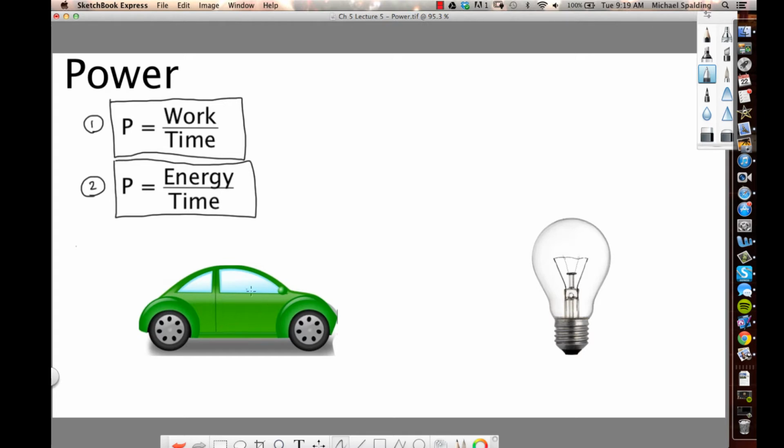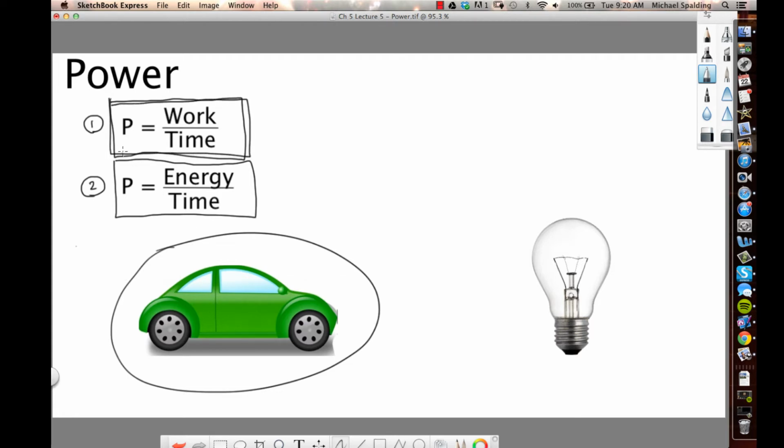If you're talking about a car, like the power output of this car's engine, could we talk about the work done by the engine? Yeah, the engine of the car is doing work as it moves the car. So it would probably make more sense if you're dealing with a car to look at it as work per time. Now, if you're talking about the power of a light bulb, is the light bulb doing work or is it using energy? It's using energy. So which way you look at it depends upon the situation.